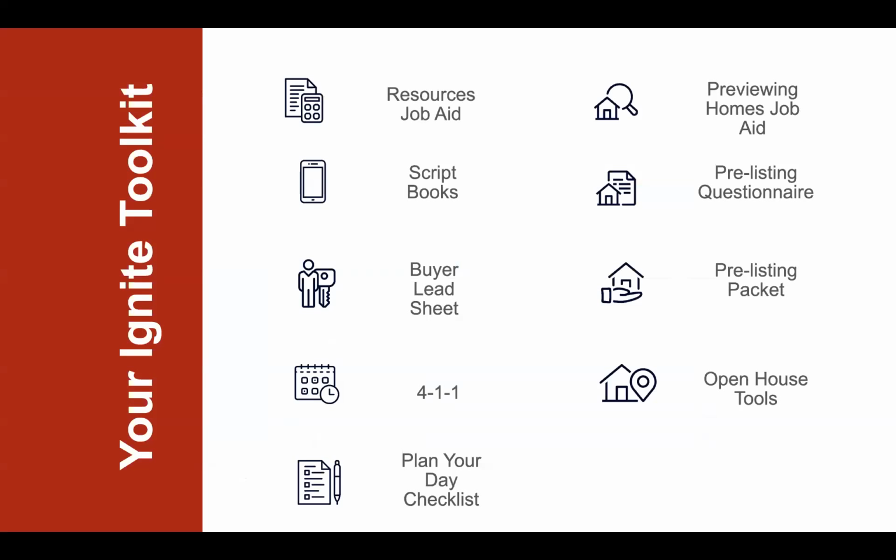Okay, so your Ignite toolkit, the one that you downloaded, will have all these things. So it has your script books, it has a bio lead sheet, it has a 411. It has your plan your day for people who like checklists like I am. And it has your pre-listing packet, your open house tools. And so everyone, for those of you who haven't downloaded this, please download it because it does have the script book. And having a printed copy of the toolkit might be a little easier since you're working on it every single day.